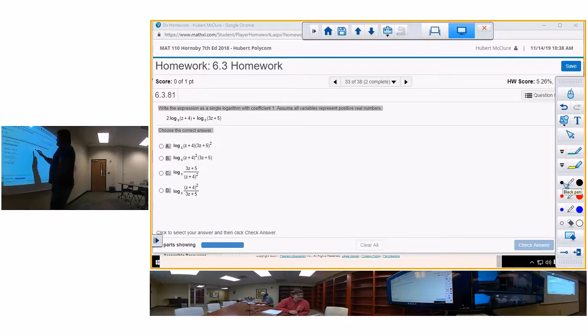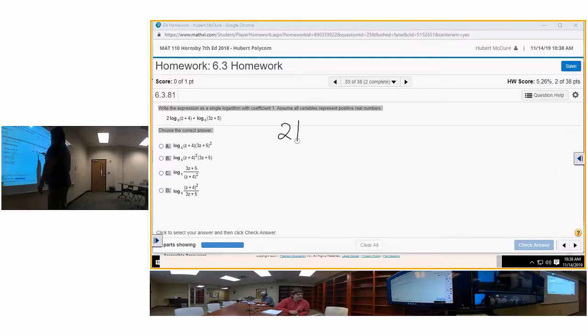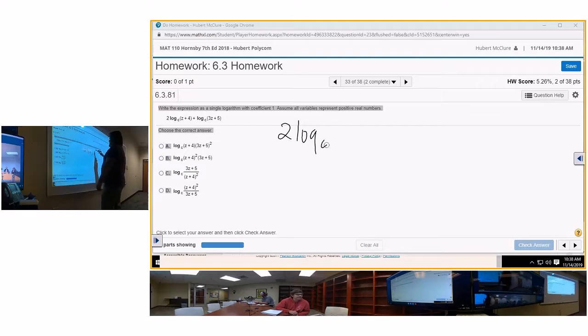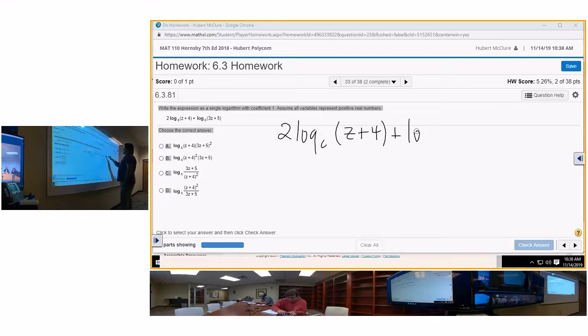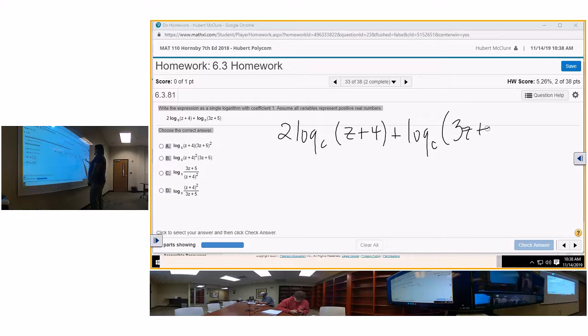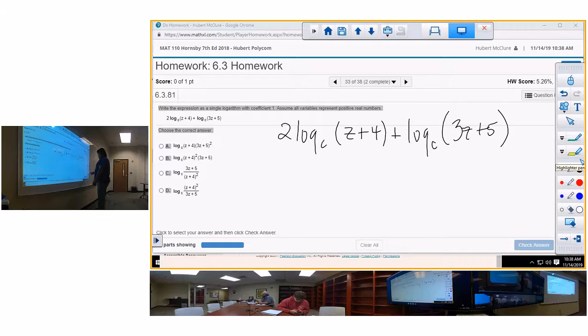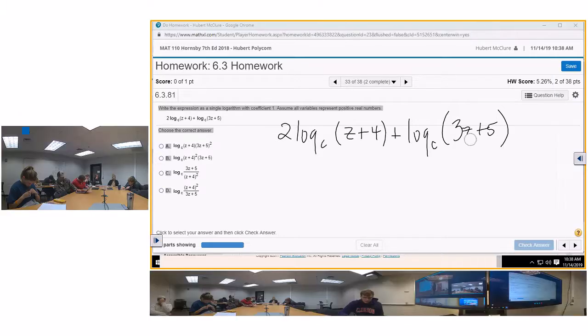Log base 2 of (C Z plus 4) plus log of (C 3Z plus 5). All right, Jake, we're going to let you explain this one. Me?